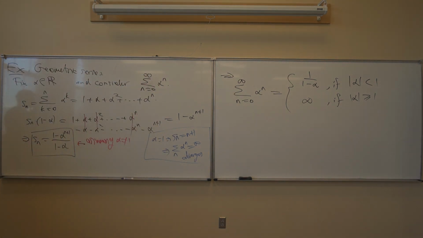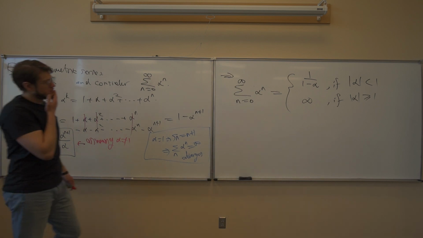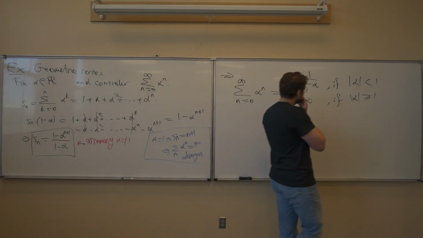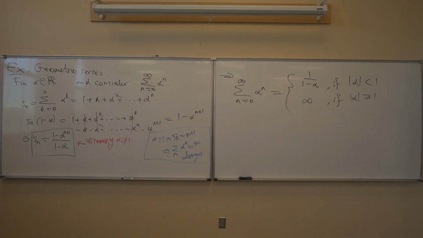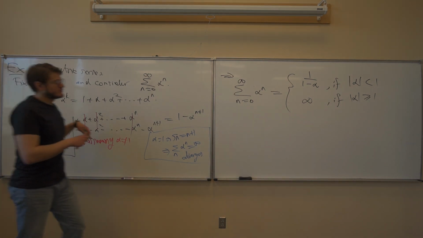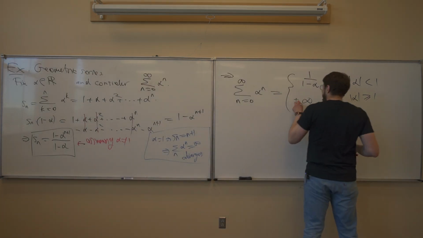If alpha was -2, how would you say that the infinite sum would go to infinity? Well, I guess I don't. Fair enough. So maybe plus or minus. Is that going to be fine? Okay.